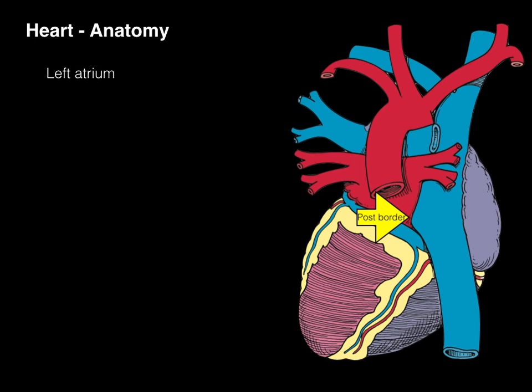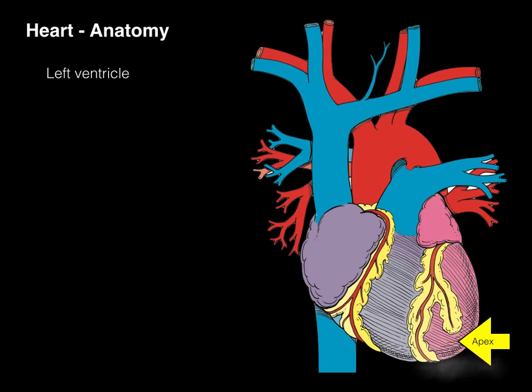And then the base of the heart that's actually lying on the diaphragm, that inferior border, is the left ventricle. That's what's actually sitting for the most part on the diaphragm. And then there's the apex, which touches the diaphragm and the most inferior left portion of the heart.